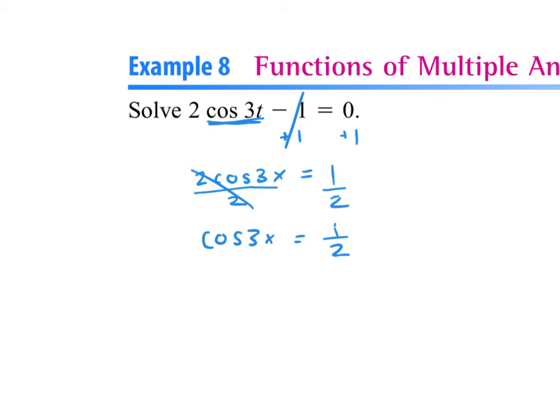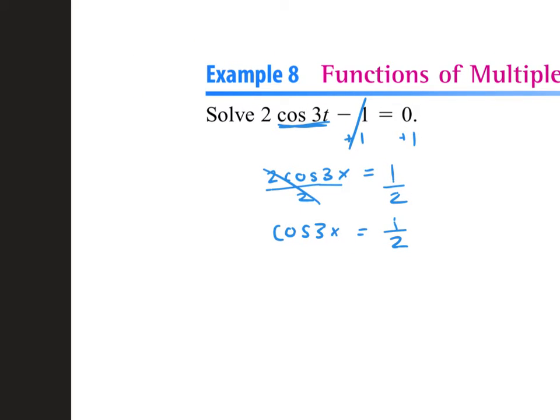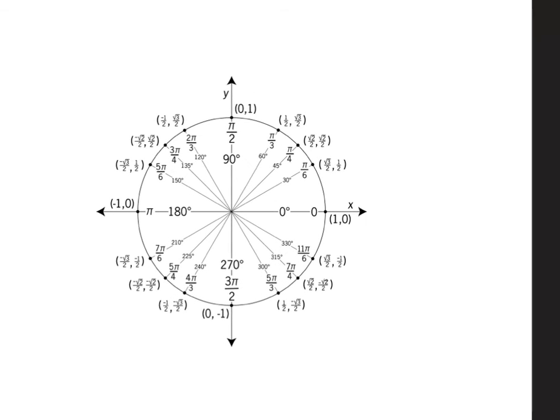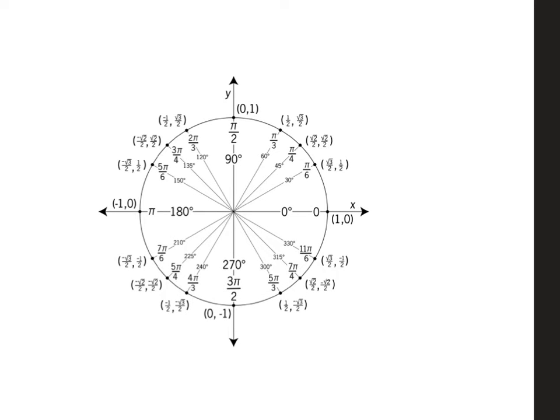Now that I got my cosine out by itself, I'm going to go to my unit circle. Cosine means we're looking at what value on our unit circle? The x's. So we're looking at our x values on the unit circle. So where is x 1/2? Pi over 3. Anywhere else? 5 pi over 3.